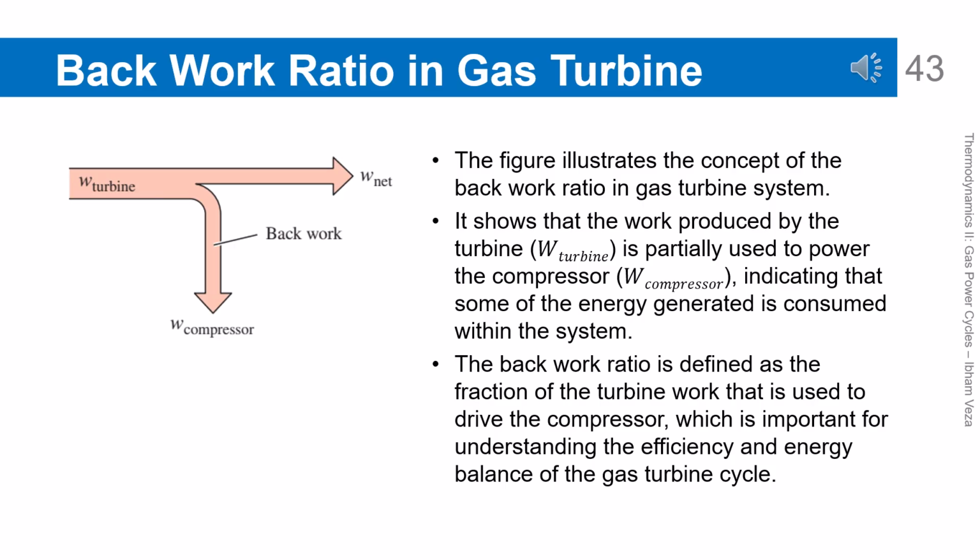Backwork ratio in gas turbine systems. The backwork ratio indicates the fraction of turbine work that is used to drive the compressor. In gas turbines, a large portion of the turbine power is indeed consumed by the compression process. This ratio is defined as W compressor divided by W turbine. A large backwork ratio shows that the system strongly depends on the efficiency of the compressor and turbine. This concept helps explain why improving component efficiency is so critical in gas turbines.